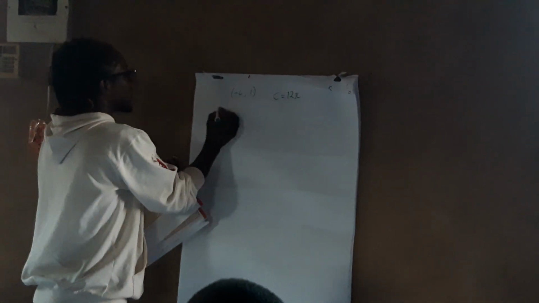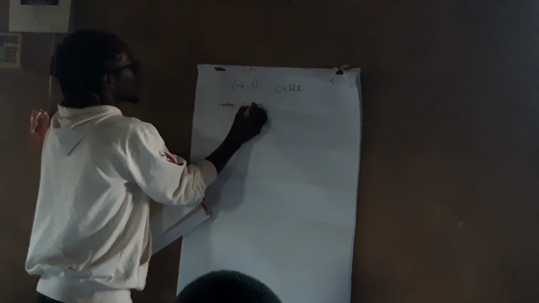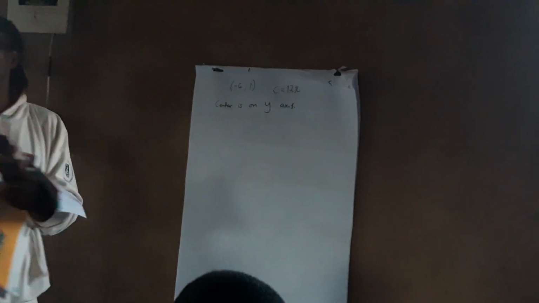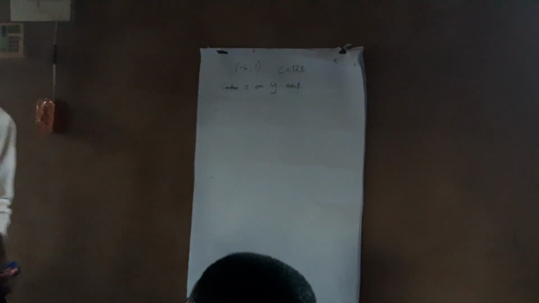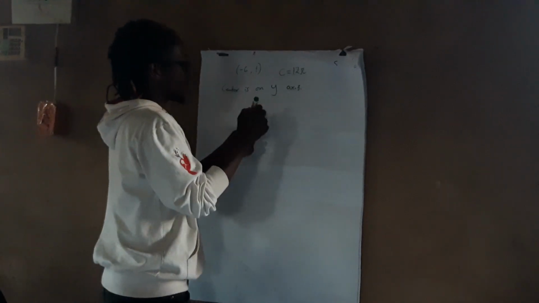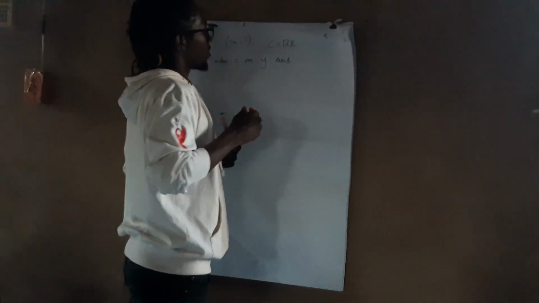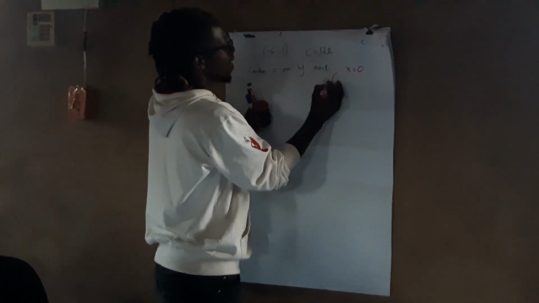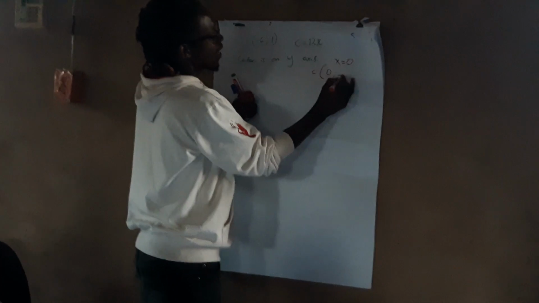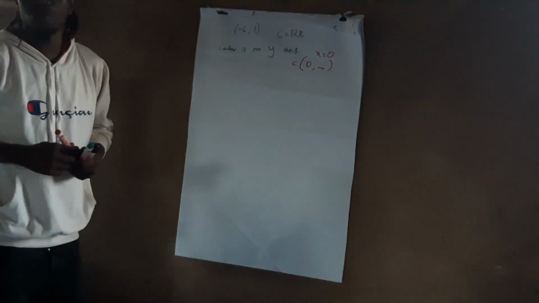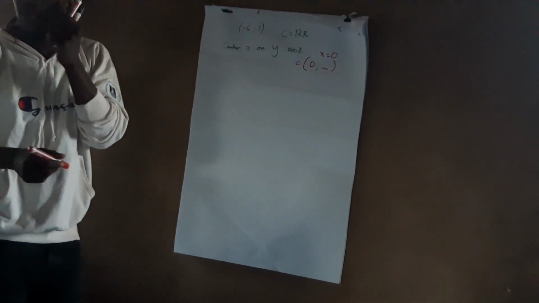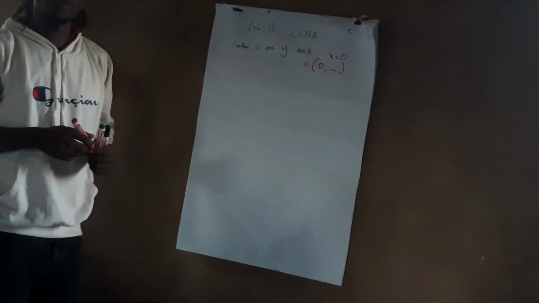They said the center is on the y-axis, right? What do we know about the y-axis? On the y-axis, x is equal to 0. So already we know that our center of this circle is 0 and another point, right? So this is the information that we're having. But what is this? The circumference is equal to 12 pi.